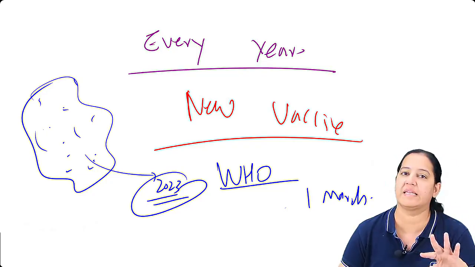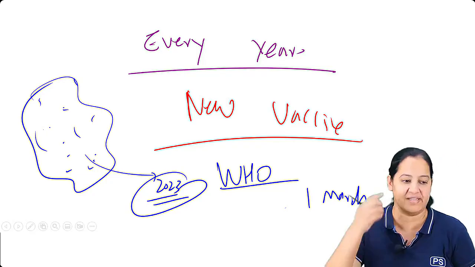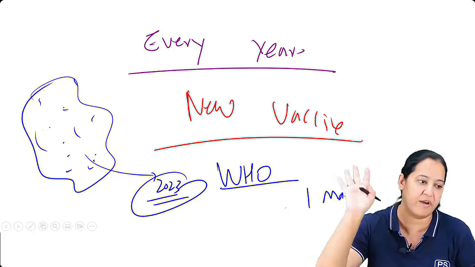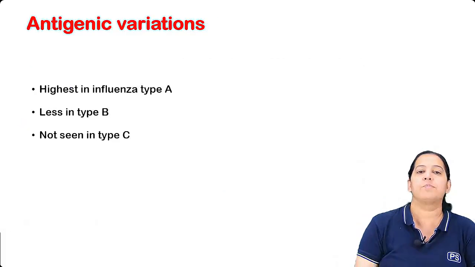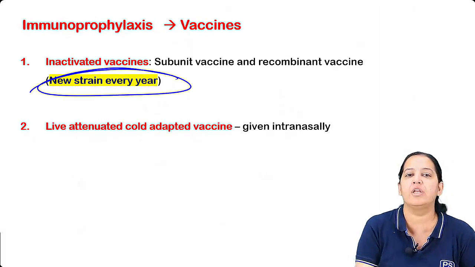Every year a new vaccine, every year. So every year you should be vaccinated. It is not that once I'm vaccinated, I'm protected forever. It is for 1 year. Got my point? So that is the thing. So please highlight the words: every year new vaccine comes.